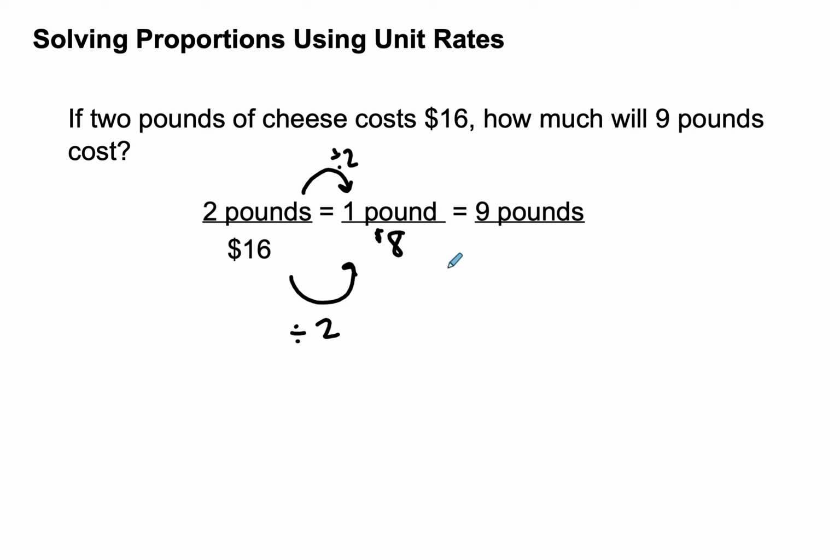And now that I know 1 pound costs $8, it's pretty easy for me to do in my head how much 9 pounds costs, because it's going to cost 9 times as much. So I can do 8 times 9 and get a cost of $72.